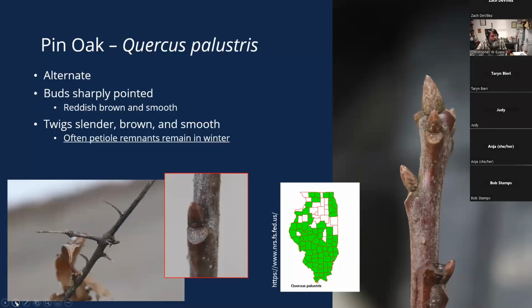And then interestingly enough, oftentimes the petioles of the leaves will remain on the twigs throughout the winter. So the leaf itself will break off at the junction of the leafy tissue and the petiole, and the petiole will remain. You can see that in the picture on the left, where you have several petioles staying on. I don't necessarily know why it does that, but it's very common in pin oak; you'll see a lot of remnant petioles hanging on.